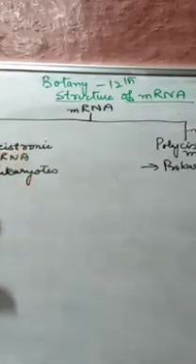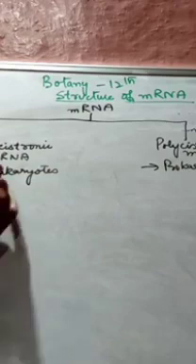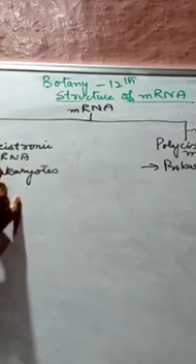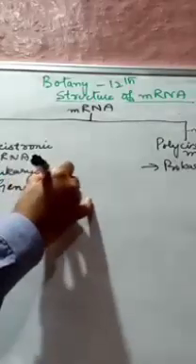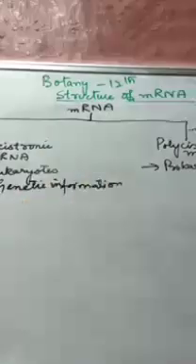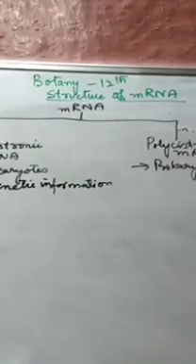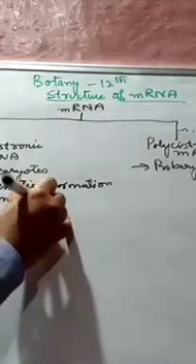As the name indicates, monocistronic mRNA has genetic information for not more than one polypeptide chain.